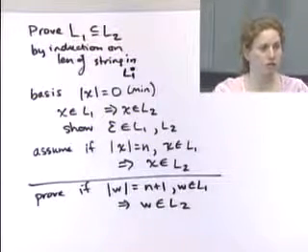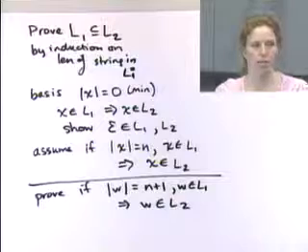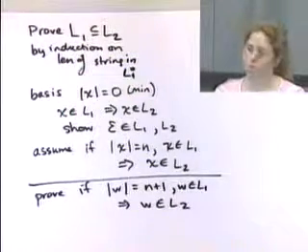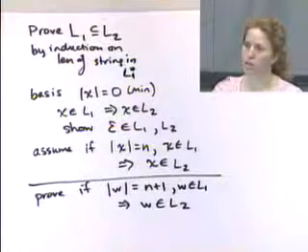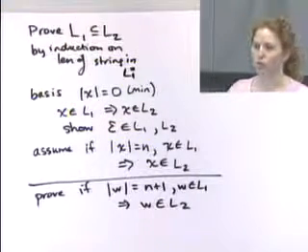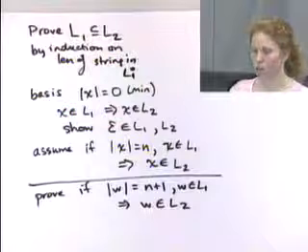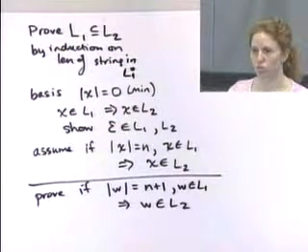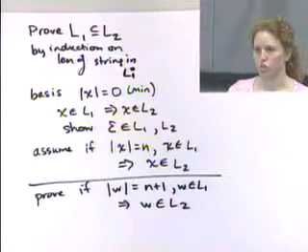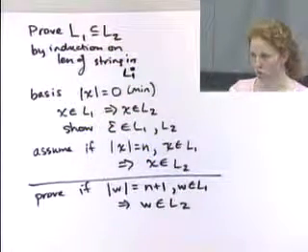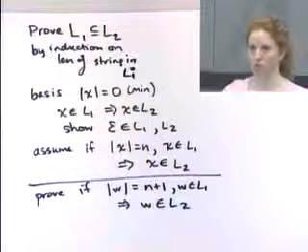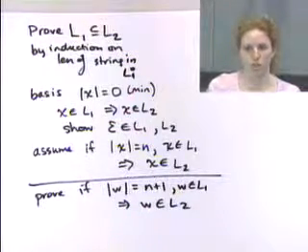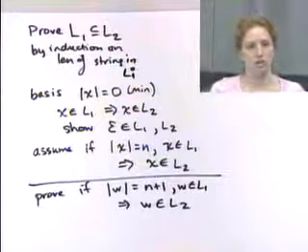So this is a generic outline for proving that one language is a subset of another. Assume you have a string in the language, and by induction on the length of the string, you show first that the very smallest string is in both of them. Then if you have a string of length n in the first one, it has to be in the second one, you assume that. And then you show that if you have a length n plus 1 string in the first one, it also has to be in the second one. So that's the structure of an inductive proof to show that one language is a subset of another.